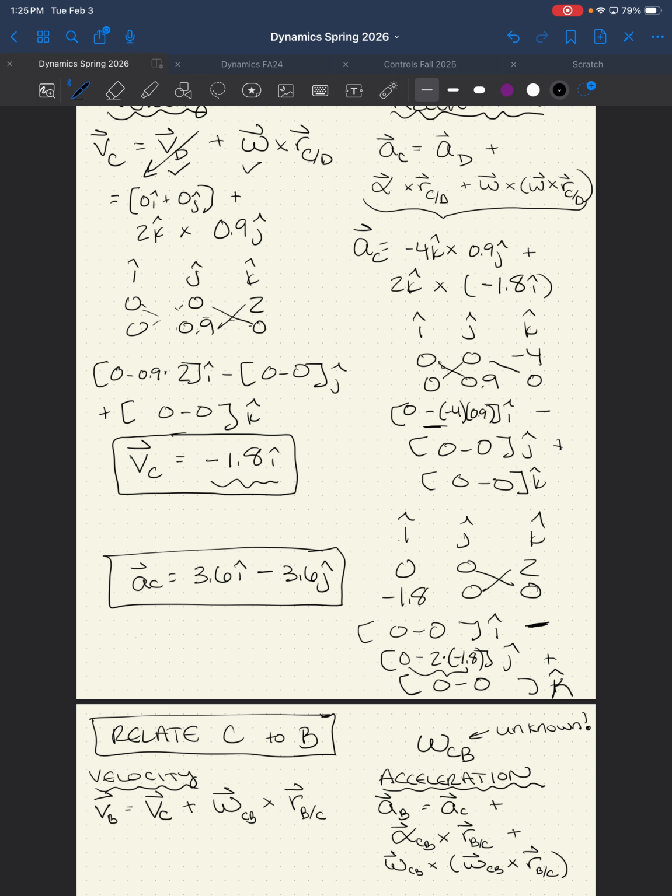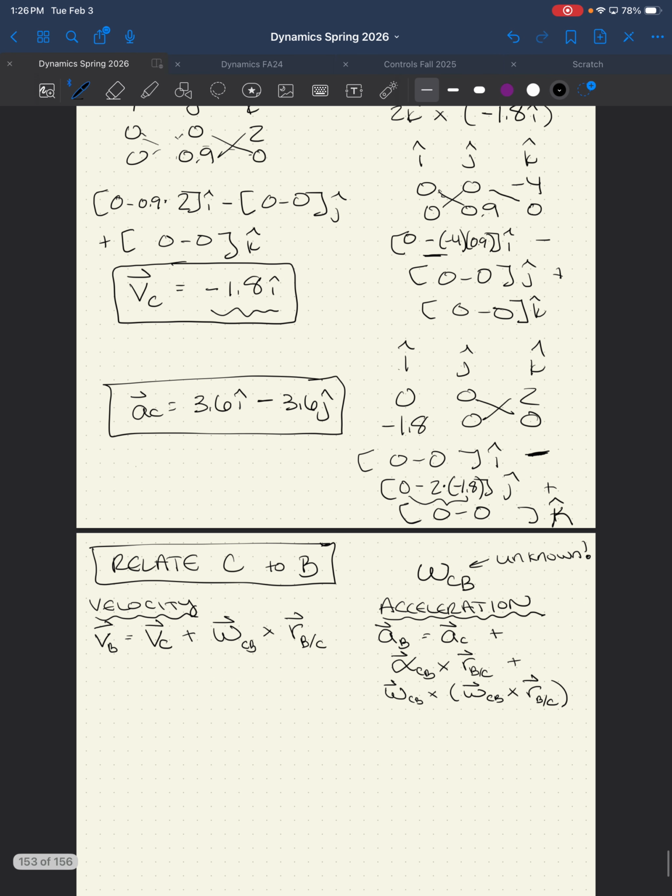Everything about this is in the plane. So this thing can only rotate that way and that way. It can't go into the page. Nothing can go into the page or out of the page. So if anything rotates this way, it's directly out of the page. If anything rotates that way, it's directly into the page. Is that better?